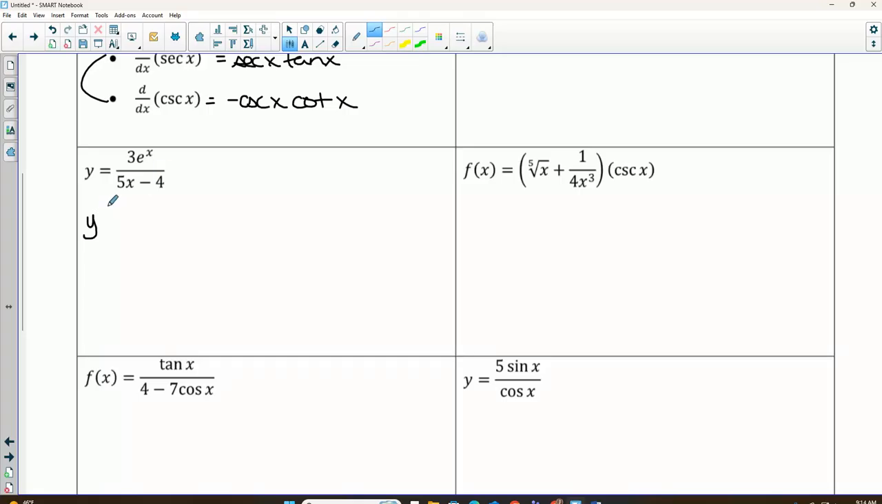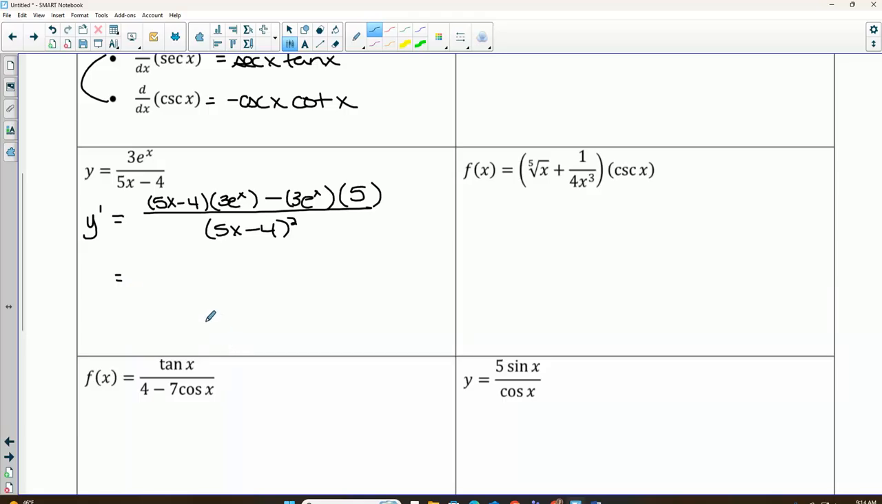No, because I have x on top and bottom. Because it's e to the x and multiple terms on the bottom, I can't divide them. So we have to do quotient rule. So low, 5x minus 4, d high. What is the derivative of 3e to the x? Minus high. D low, what's the derivative of the denominator? Over low squared.